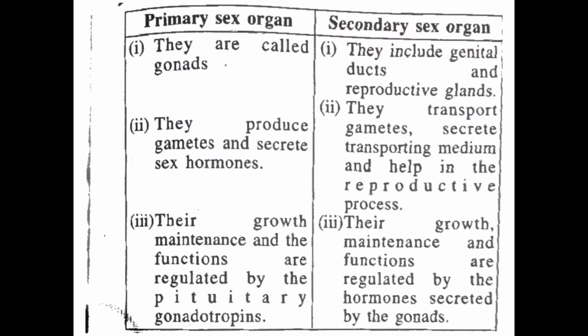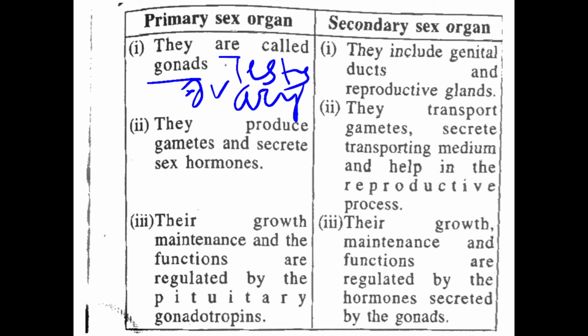Then the next is primary sex organ and secondary sex organ. Okay, what is primary sex organ? The primary sex organs are only gonads, that is testis in male and ovary in female. Okay. The gonads are the primary sex organ. This is very important. Whereas the secondary sex organs include genital ducts and reproductive glands. These are the secondary sex organ: genital ducts and reproductive glands.